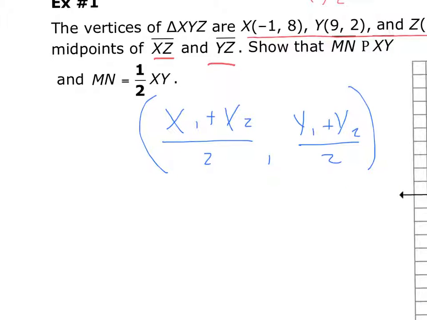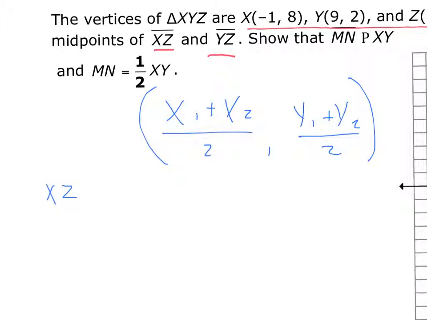Alright, so let's go ahead and start calculating the midpoint for these guys. Let's start with XZ. We want to plug the ordered pairs of XZ into our midpoint formula. Remember, X is (-1, 8) and Z is (3, -4). So our x1 would be -1, our x2 would be 3, and we would divide that by 2. And our y1 would be 8, and our y2 would be -4, and we're dividing that by 2.